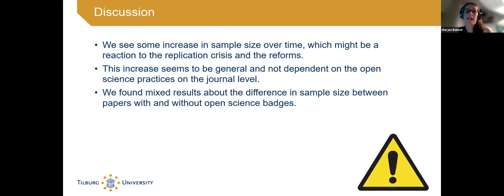So to conclude, we see some increase in sample size over time, which might be a reaction to the replication crisis and the reforms that followed. And this increase seems to be general and not dependent on open science practices at the journal level. And we see some mixed results about the difference in sample size between papers with and without open science badges. But of course, there could be other reasons also involved. So it might be that papers that have larger sample sizes also investigate topics for which it's easier to get these larger sample sizes, but also to get these badges. So there might, of course, be other explanations involved.